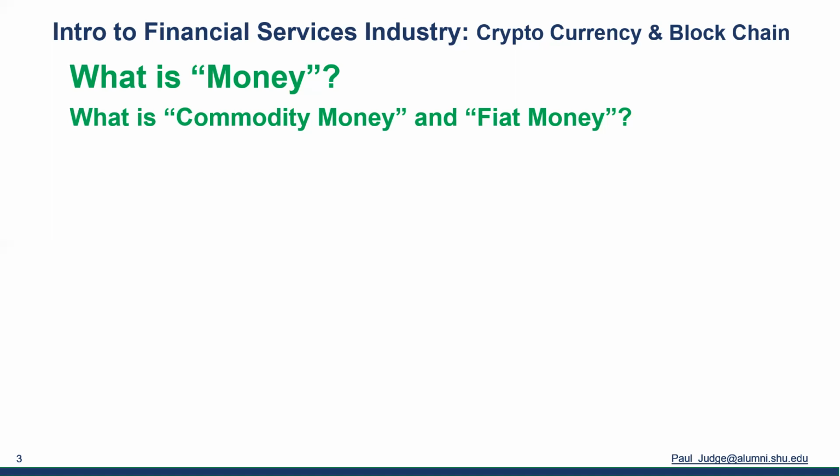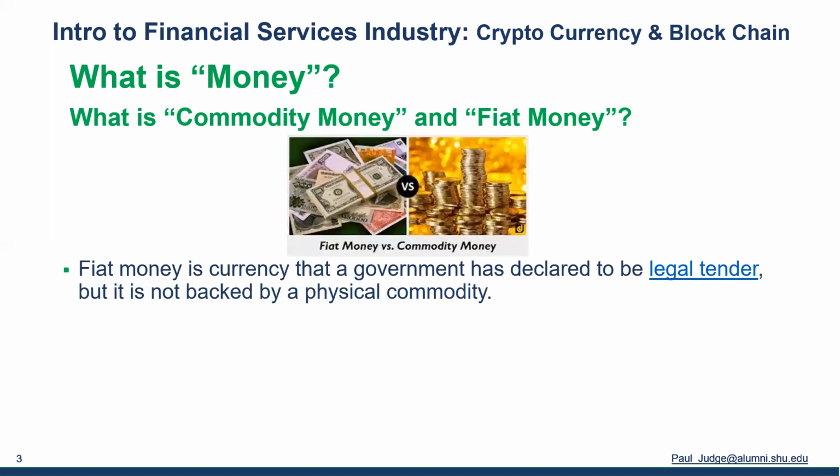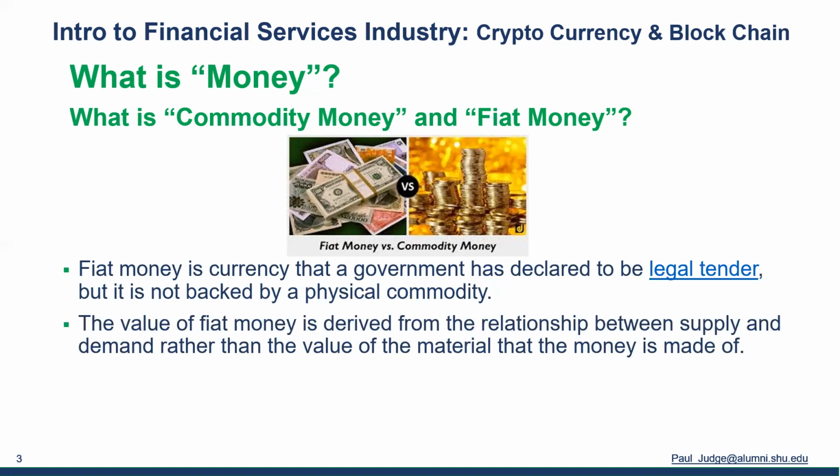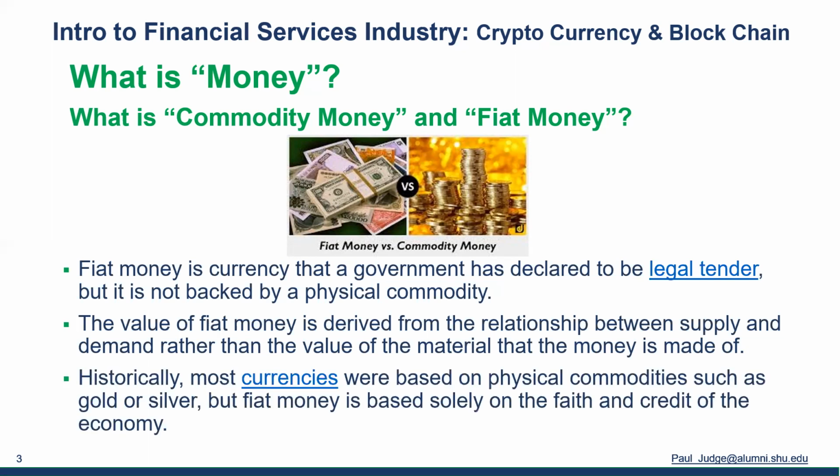But that was replaced by fiat money. So what is fiat money? Instead of having gold on deposit at Fort Knox or silver or some other commodity backing the currency, the currency is just issued by the government, and the government declares it to be legal tender. It's not backed up by any physical commodity. It attains its value through supply and demand in the market, and trust in the market and in the government. The US government seems very stable and reliable, and the US has a big market, so US dollars are highly valued. Historically, most currencies were originally based on commodities such as gold and silver, but fiat money is based solely on the faith and credit of the economy and the government that issues it. And that's pretty much where we are today.